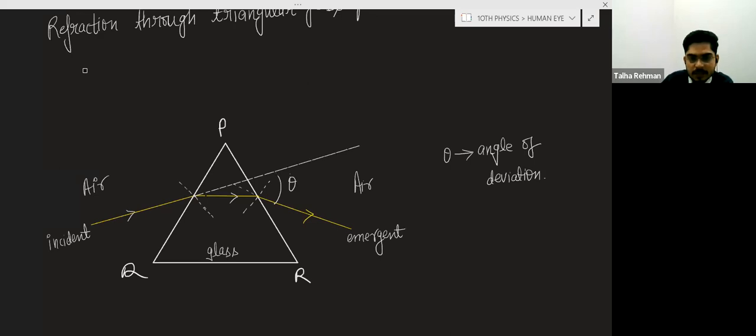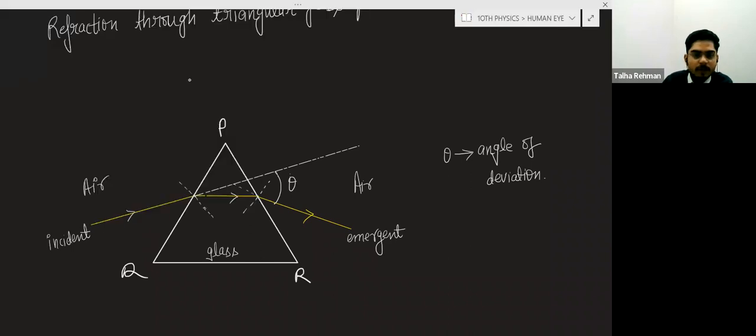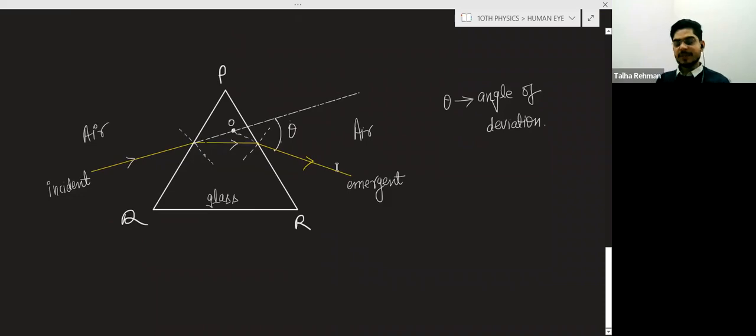This is the path when there will be no refraction of light. Suppose here is the meeting point, this is O. So you can see here the incident ray and the emergent ray are not parallel. Why is this happening? Because of the shape of the glass prism. The faces PQ and PR are not parallel. That is why there is some deviation between the incident ray and the emergent ray.